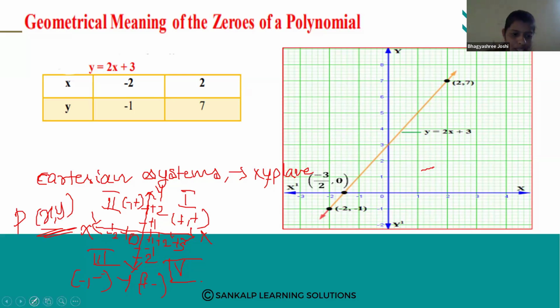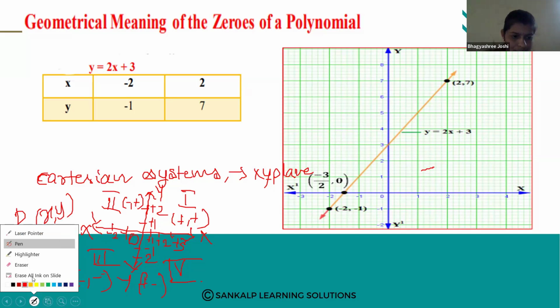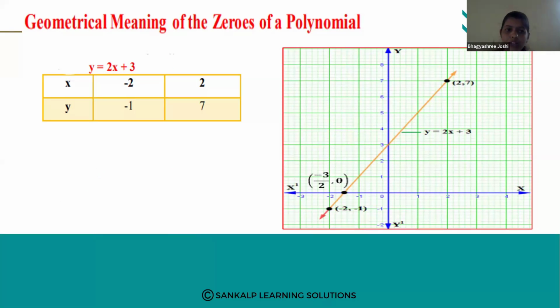Next. So here we considered one linear polynomial, 2x plus 3. I have to draw its graph. What do you do? First, y is equal to 2x plus 3. First you will take an x value. You can take any value, it's your wish. Here I will take -2. You can take 1, you can take 0, you can take -1.